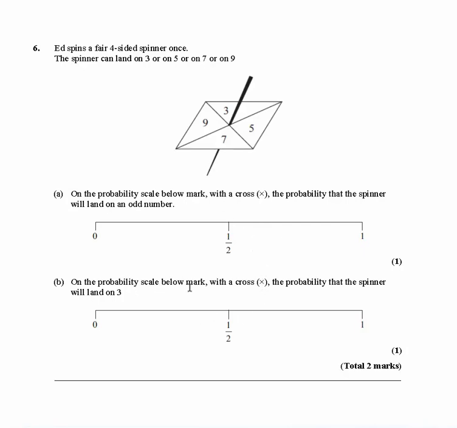On the probability scale below, mark with a cross the probability that the spinner will land on 3. How many numbers are there altogether? How many are 3? What's your probability?